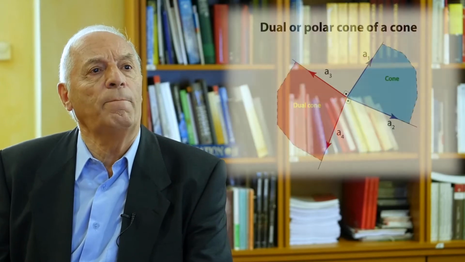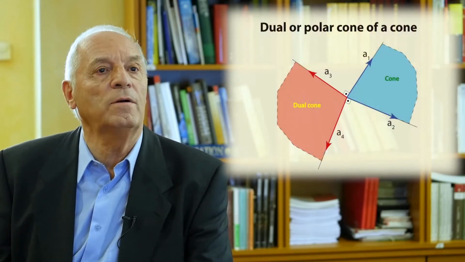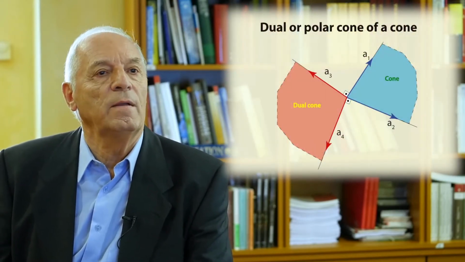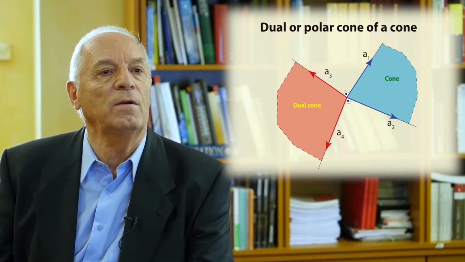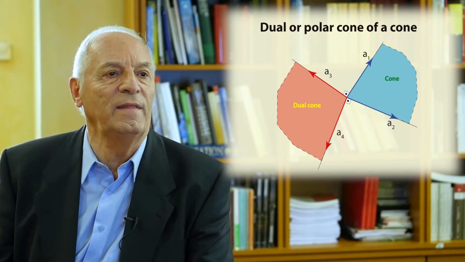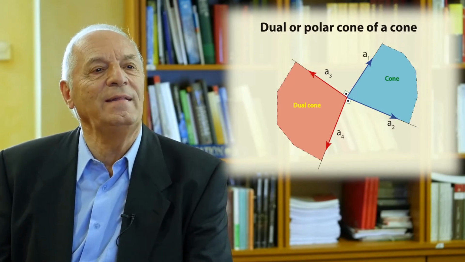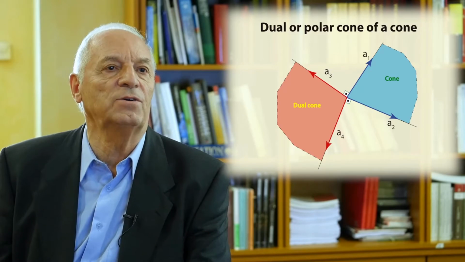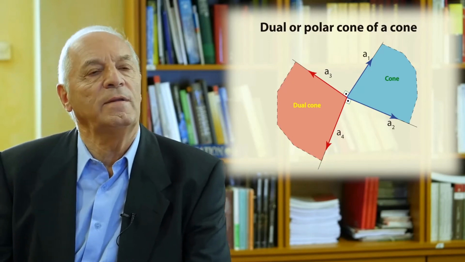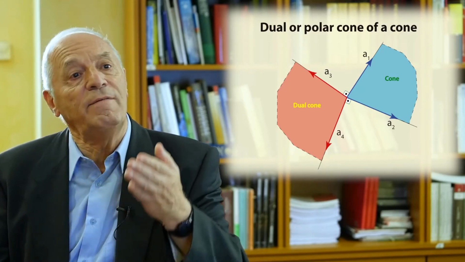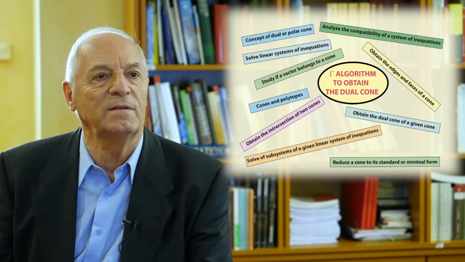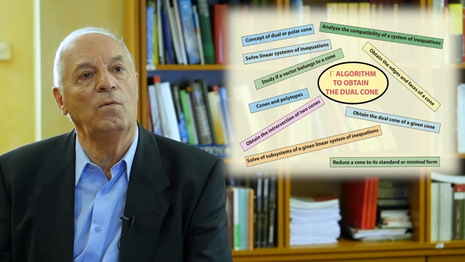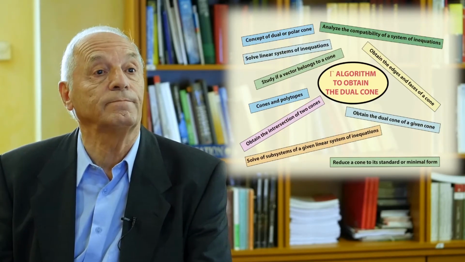The concept of dual or polar cone of a given cone is very important. First, we need to know that given a cone, we can find what is called the dual cone. We will define that, and this will be the main element in the course, because we are going to give an algorithm that, given a cone, will give us the dual cone. And based on this algorithm, we are going to solve all the problems that we will state.